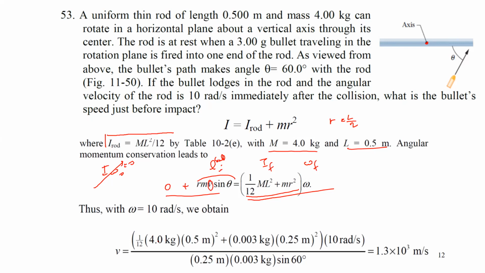So it will be 1/12 of m L squared plus m R squared, but R is L divided by 2, as I said, divided by R, which is L divided by 2. Why? Because this R here is L divided by 2. This R in magnitude is just the length divided by 2. Multiply by m, multiply by sine 60, and you get the speed of the bullet before collision.